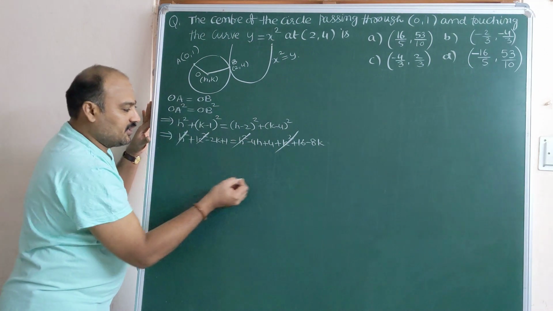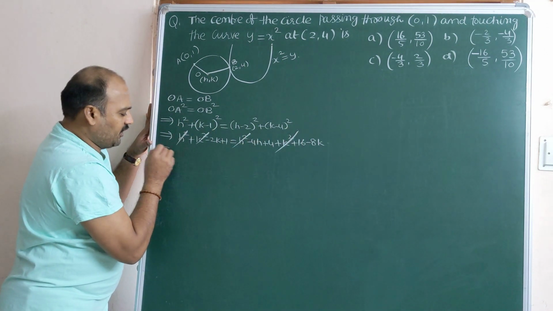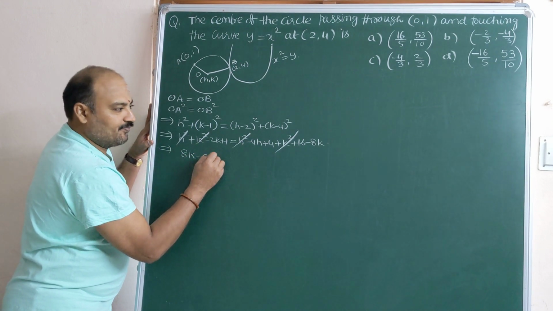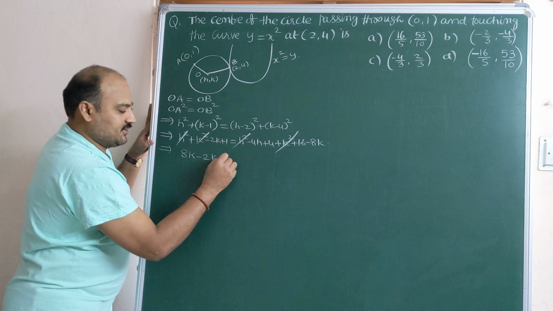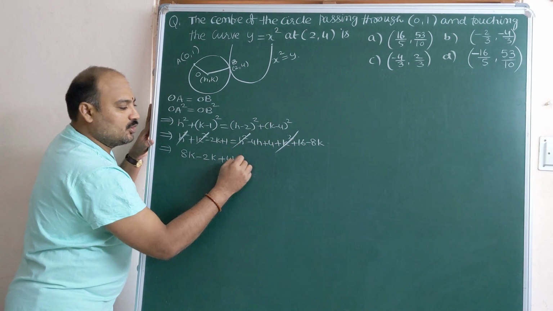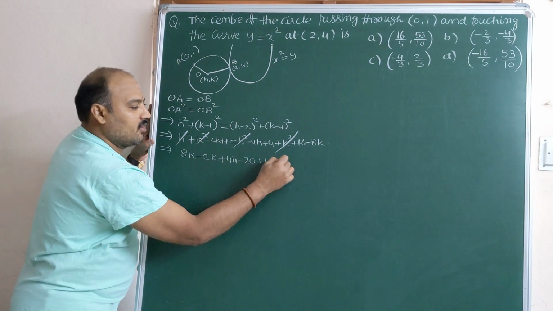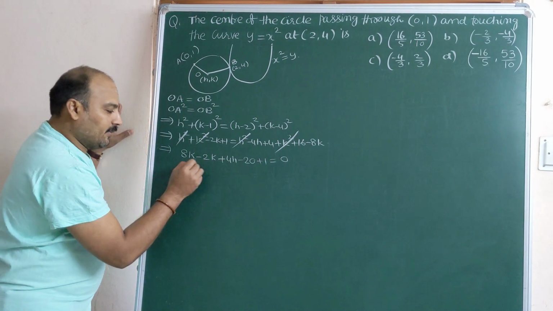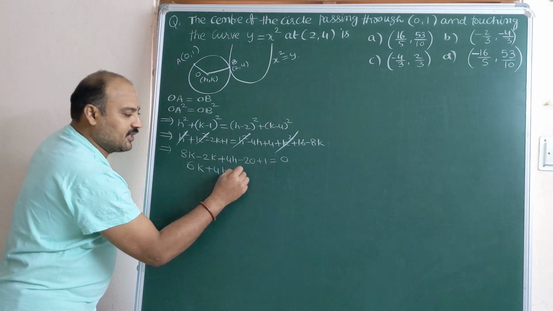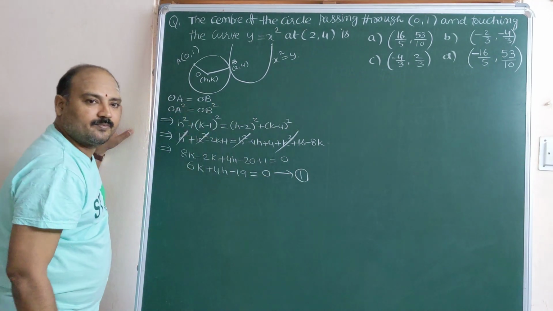These values we can take to this side: minus 8k becomes plus 8k, minus 2k, minus 4h becomes plus 4h, 16 plus 4 is 20 which we take to this side as minus 20, and here 1 plus 1. So 8k minus 2k is 6k, plus 4h minus 19. Put that as equation number 1.